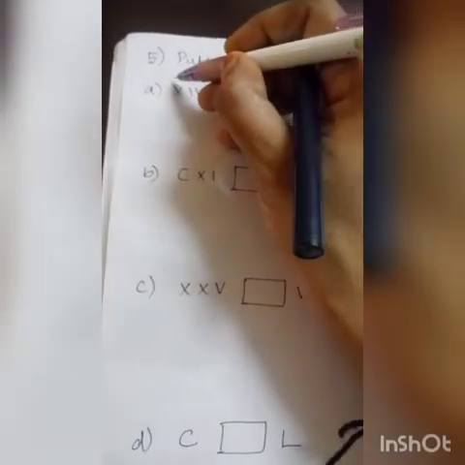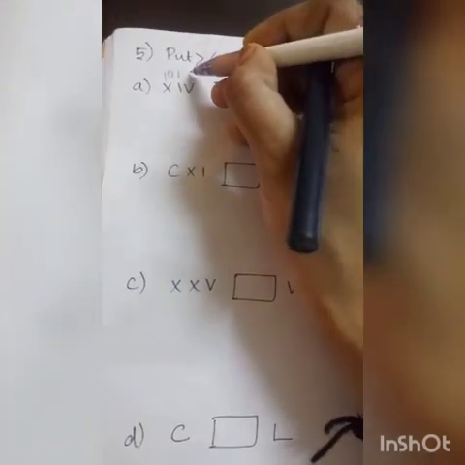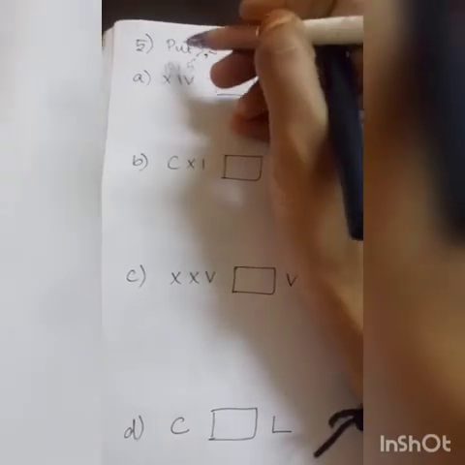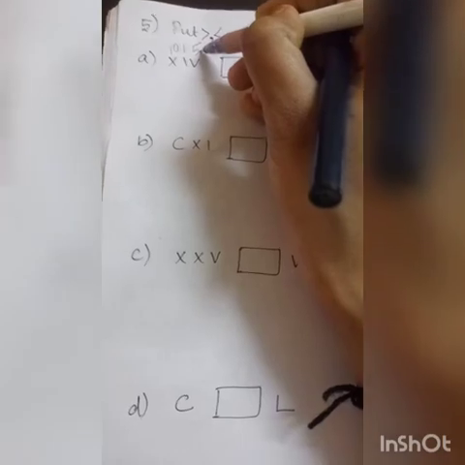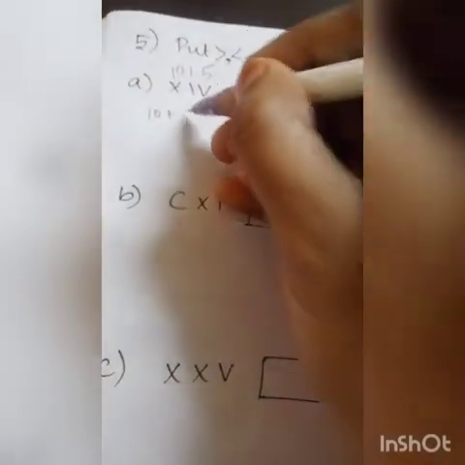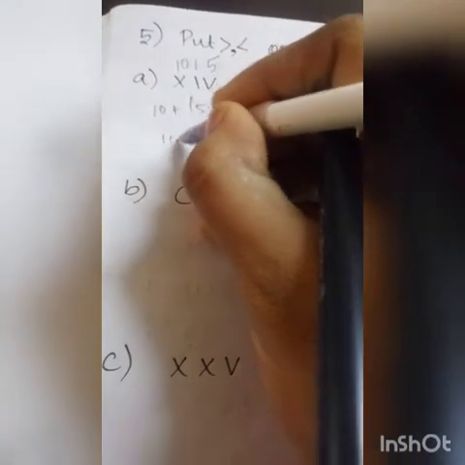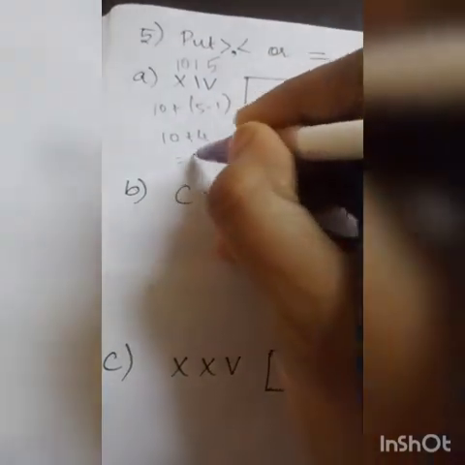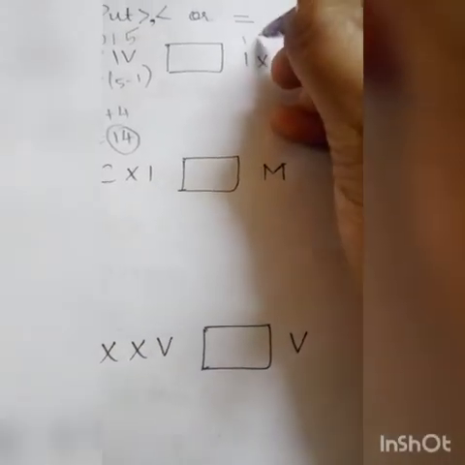So what does X stand for? 10. I stands for 1. V stands for 5. So here greater, smallest, no problem. Then again greater. So what you will do? You will subtract it, like 10 plus 5 minus 1. You can write it in pencil. So 10 plus 4. So 10 plus 4 is 14. So the answer of this is 14.